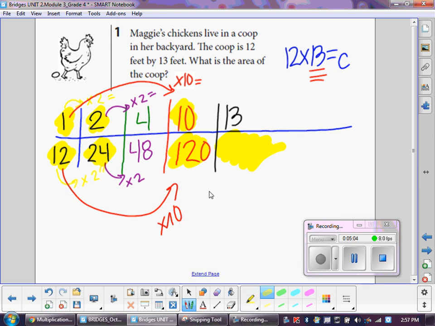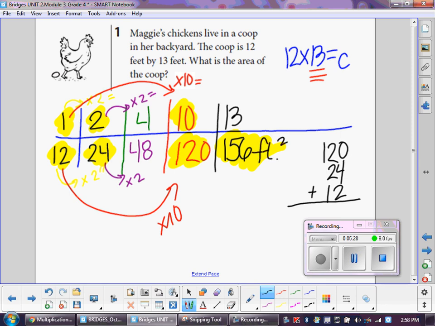So if we do our work over here and figure out 120 plus 24 plus 12, the sum of all of those numbers is what? Ray, do you know? 156. Fantastic job, Ray. 156. So the area of this chicken coop would be 156 square feet. So this is an example of how we could use a ratio table to multiply two two-digit numbers.